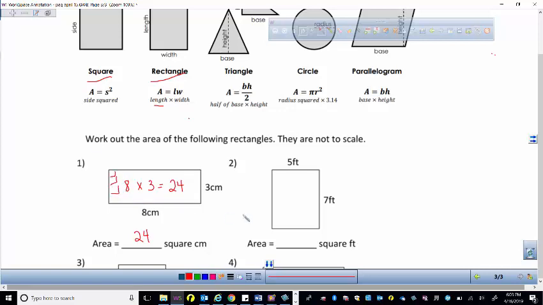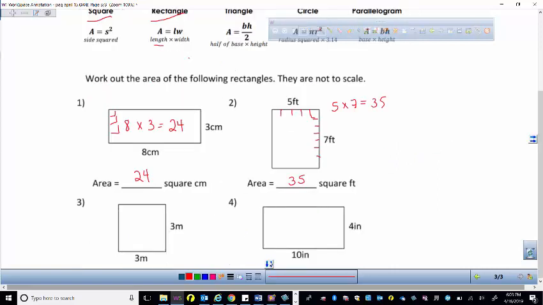When we use area, we call it square centimeters because you're breaking it up into 24 squares is what you're doing there. So this one is also a rectangle. So you would have 5 by 7, and that would give you 5 times 7. So inside here you would have 35 square feet. So 35 squares.